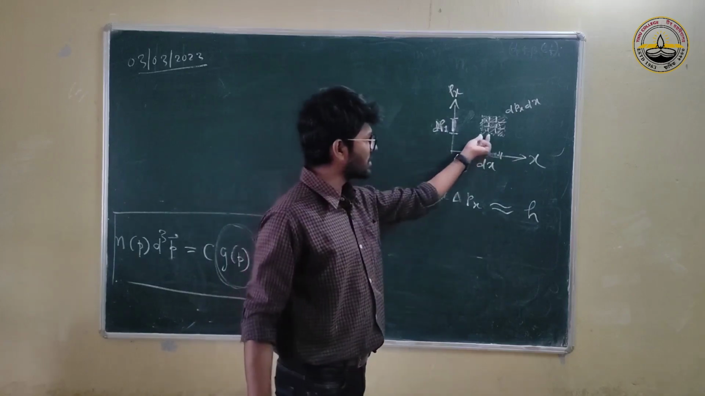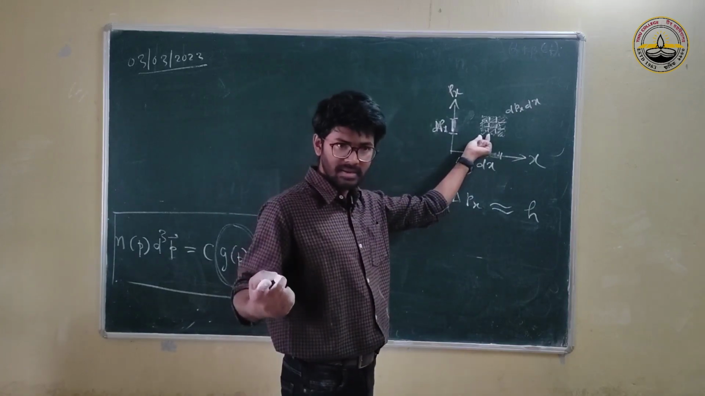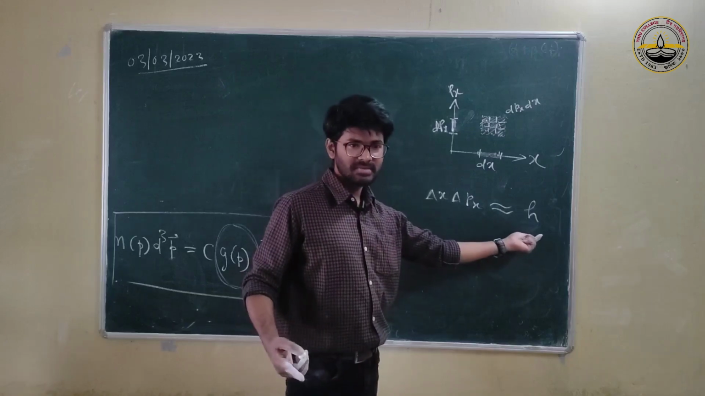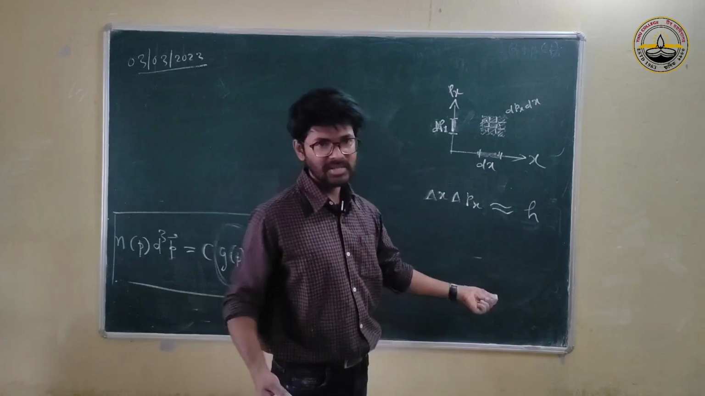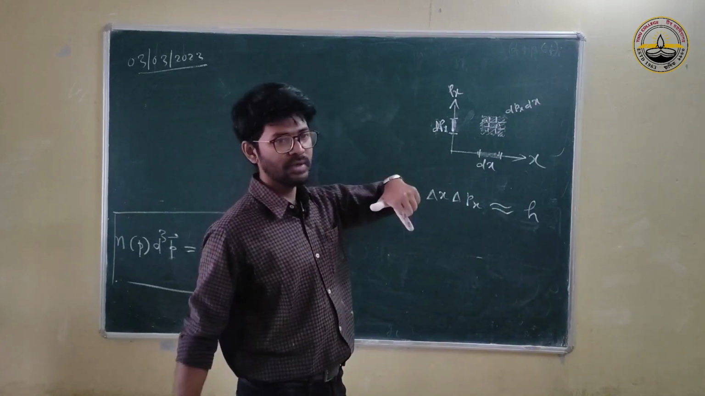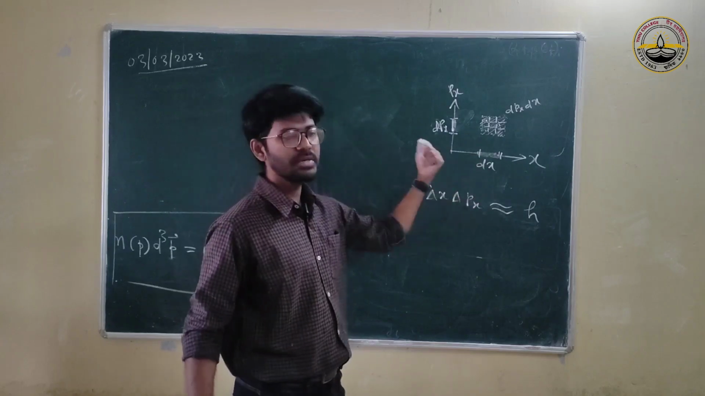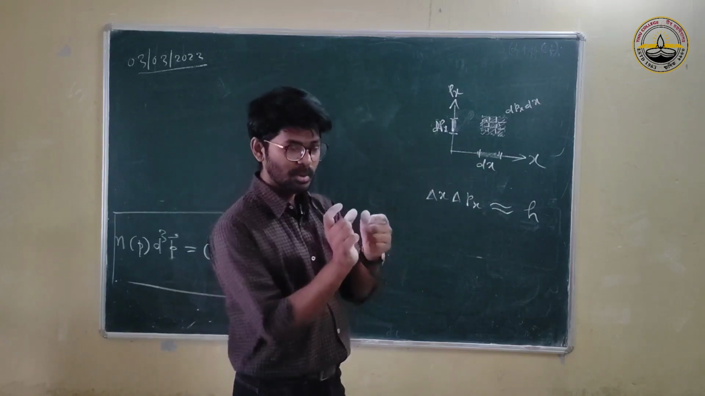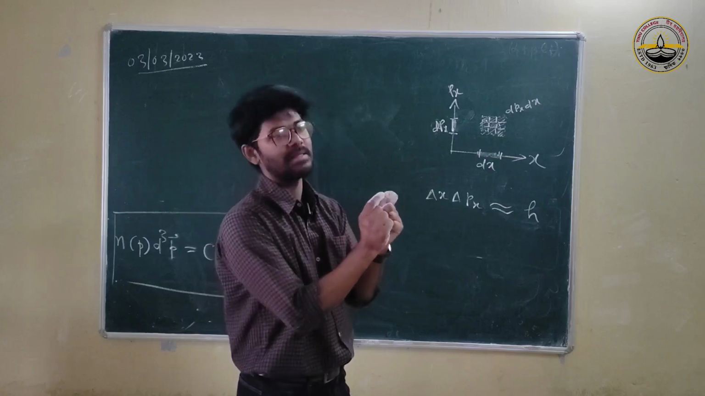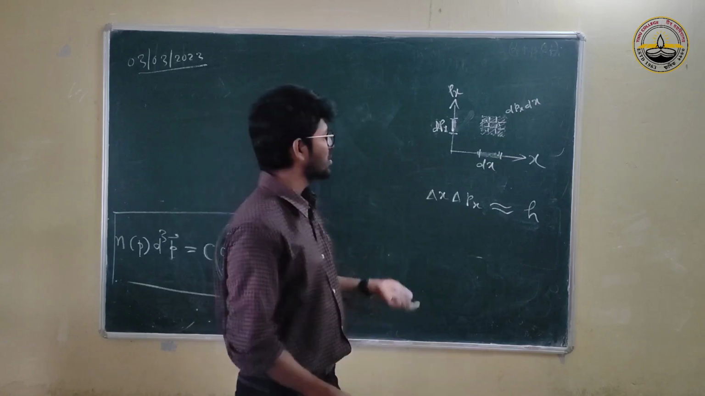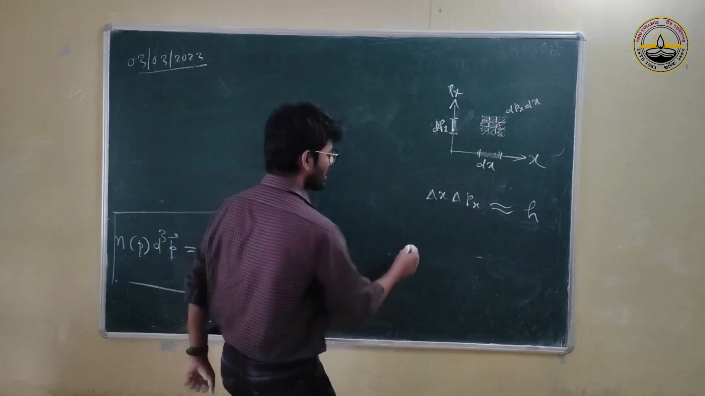So the size of the cell, quantum mechanically, will be minimum h. In one dimension it is h, and in three dimensions it will be h cubed. That will be the volume of this minimum cell. So how many cells are there?